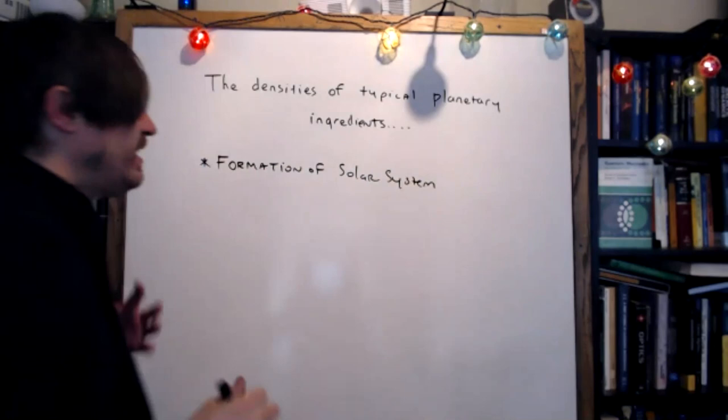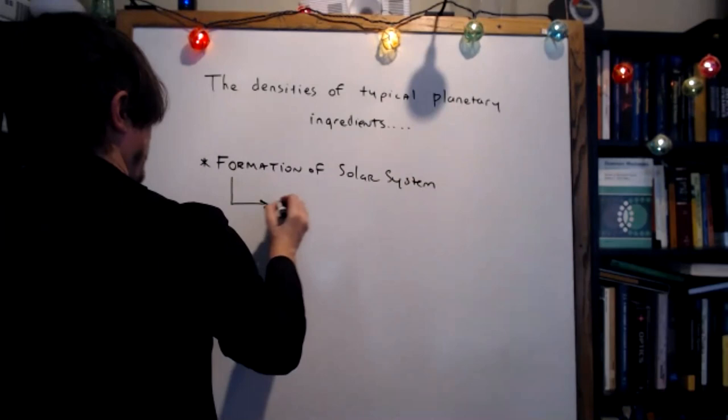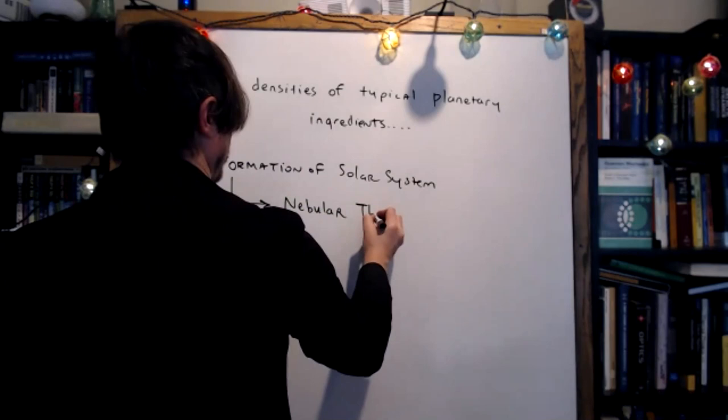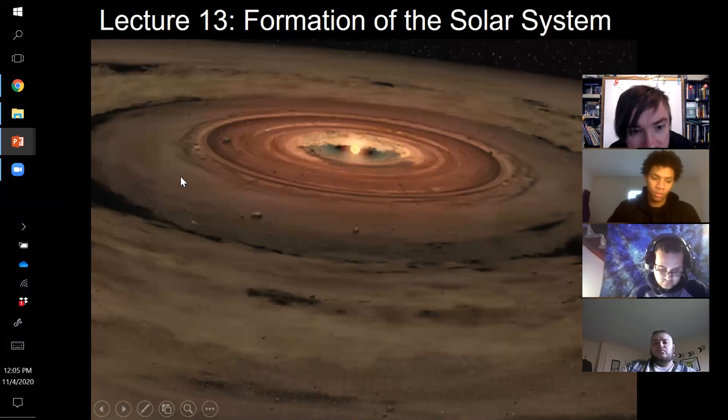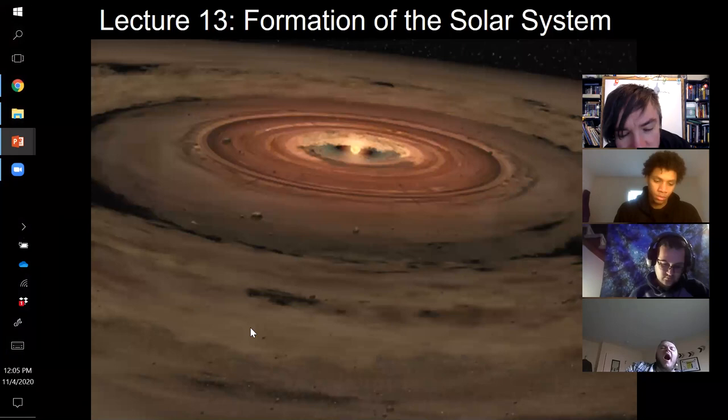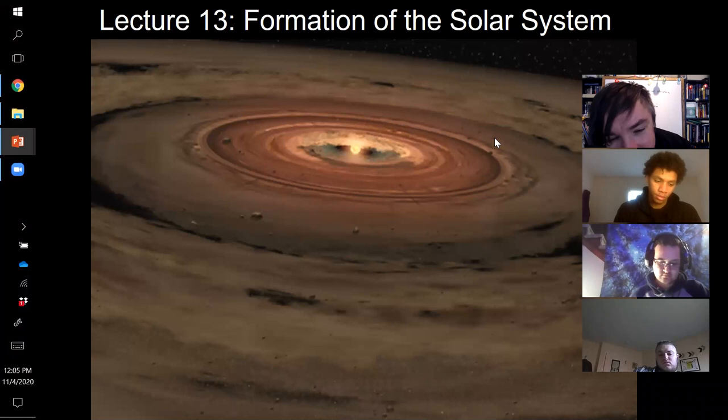The leading theory of the formation of the solar system is known as the nebular theory of solar system formation. And we're going to define that. The idea is that if you could go back 4.6 billion years ago, as the solar system formed, it would have looked a little something like this. You would have had a newborn star surrounded by a swirling disk of dusty debris, dusty gas. And this dusty gas would have formed from the collapse of a massive nebula.